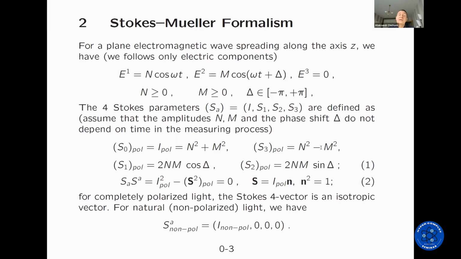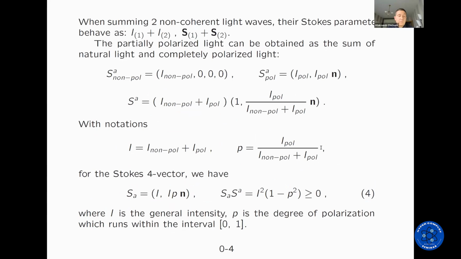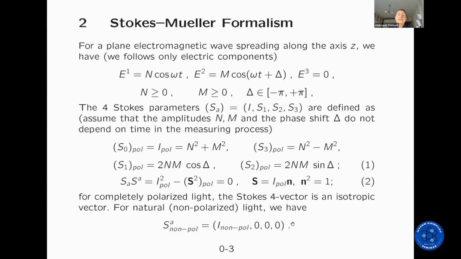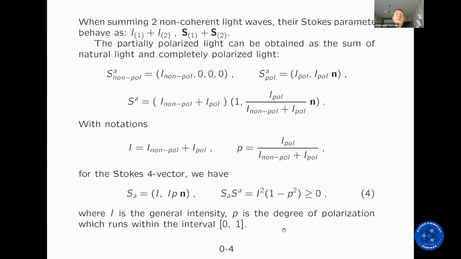For natural non-polarized light, we have such components, and after this, partially polarized light can be obtained as a sum of natural light and completely polarized light in such form. With these notations for the Stokes four-vector, we have relationships in the form 4, and we see that this object has only value 0 or positive values, where I is the general intensity and P is the degree of polarization, which runs within this interval.